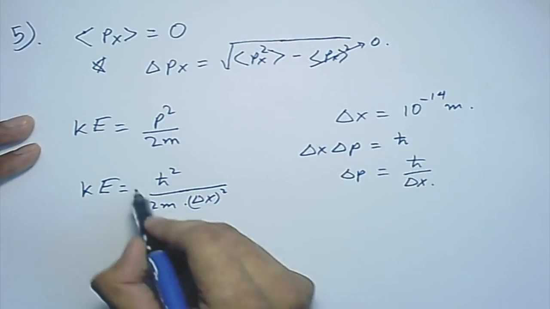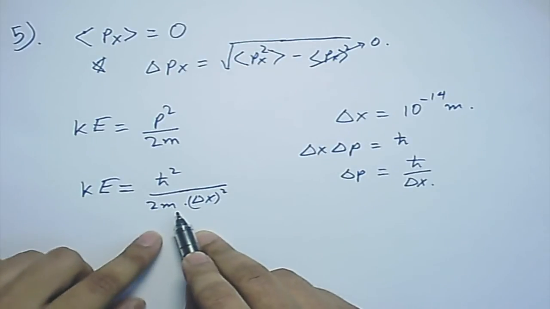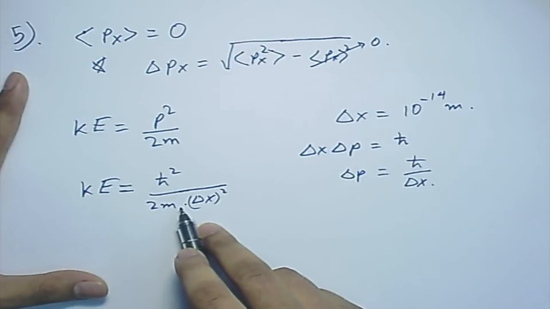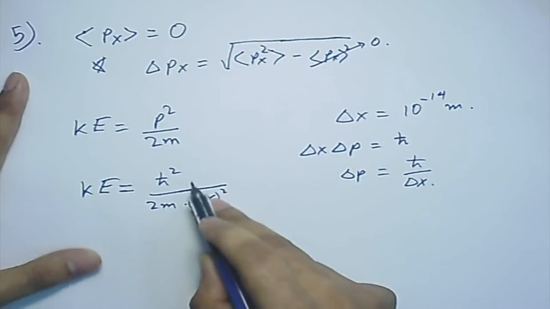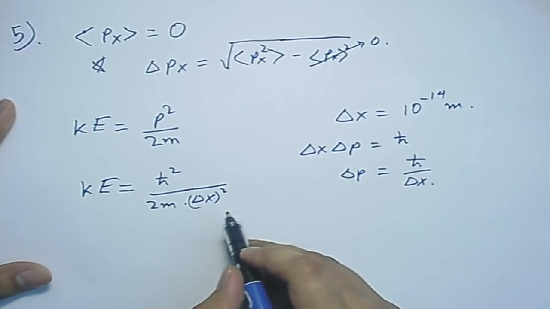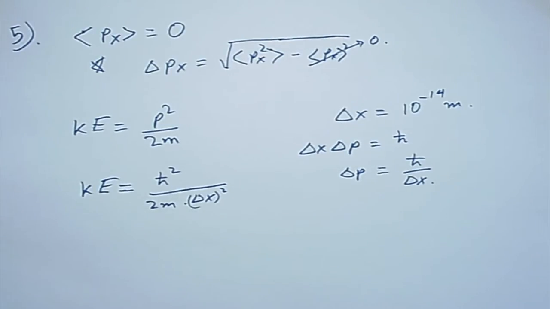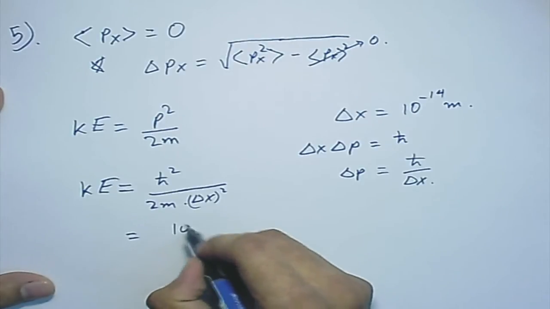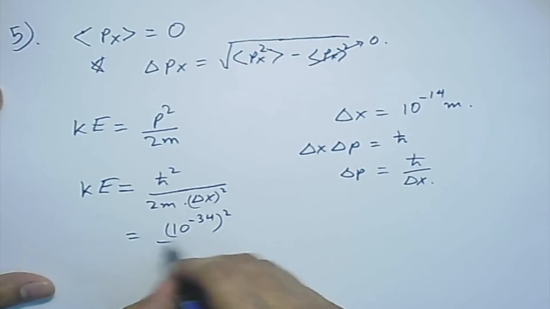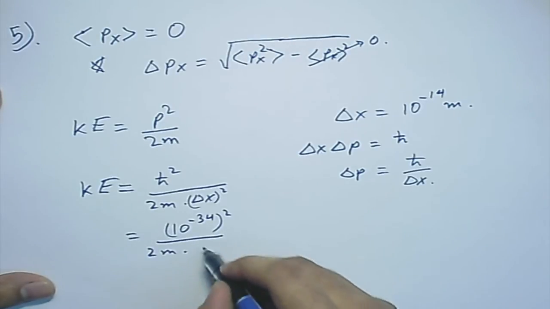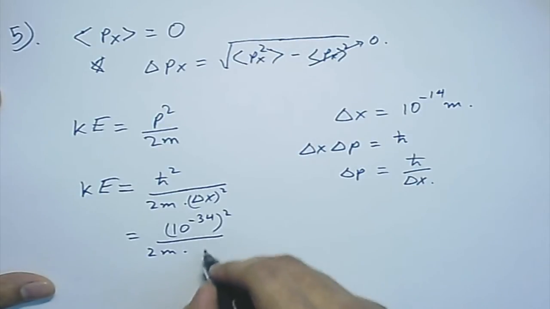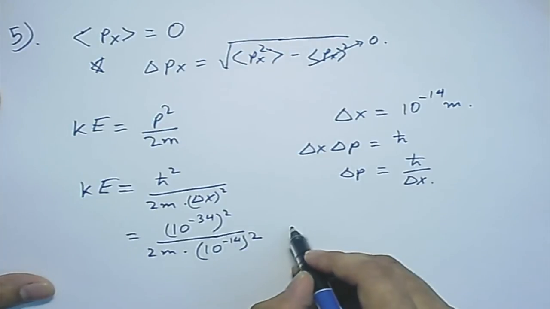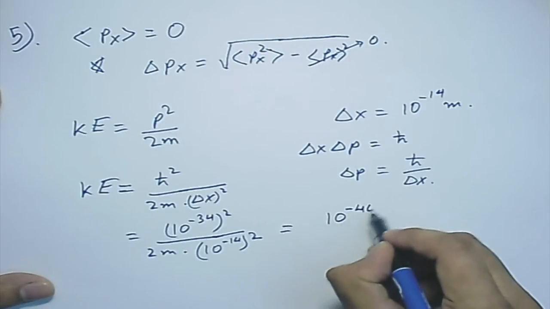All right. So now, keeping the mass as a variable. In the question it is asked that we solve this for electrons as well as protons. We can substitute at the end for the electron and the proton separately and see how the results are. For now we'll just make the substitution. This is equal to h cross, which is 10 to the minus 34, the whole squared, over 2 times the mass. We can ignore the 2 also, but okay, let's just keep it here. Times delta x squared, where delta x squared is 10 to the minus 14, the whole squared. So this turns out to be of the order 10 to the minus 40 over 2 times the mass.